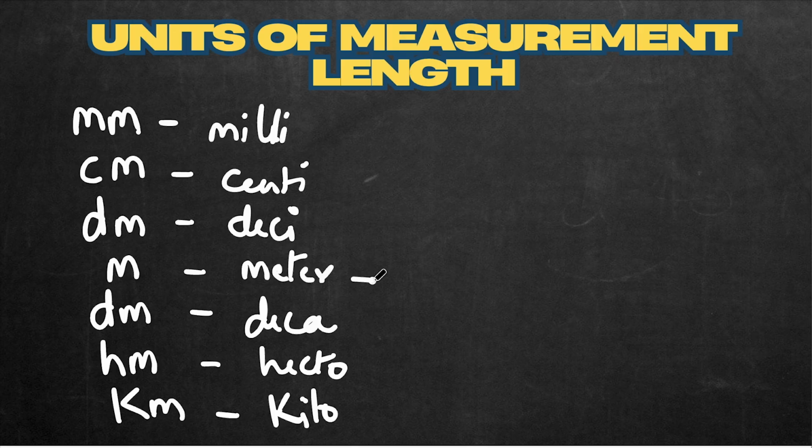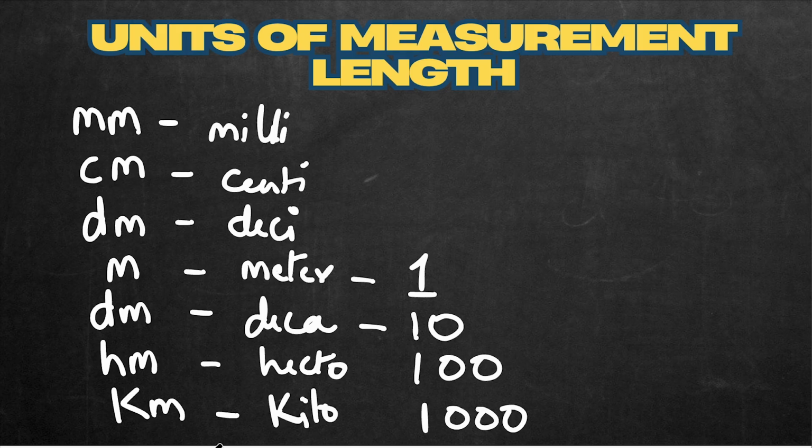So let's just say 1 meter equals 1 meter. Then just increase the zeros. Decameter will be 10 meters. Hectometer will be 100 meters. And kilometer will be 1000 meters. Right? And the mirror opposite, in the decimal places, we will do below.